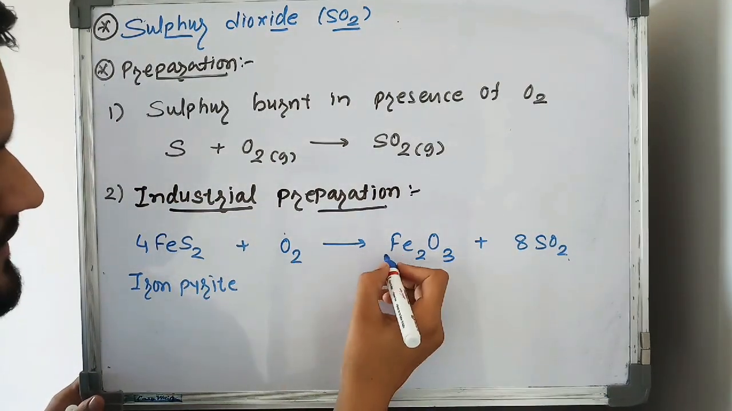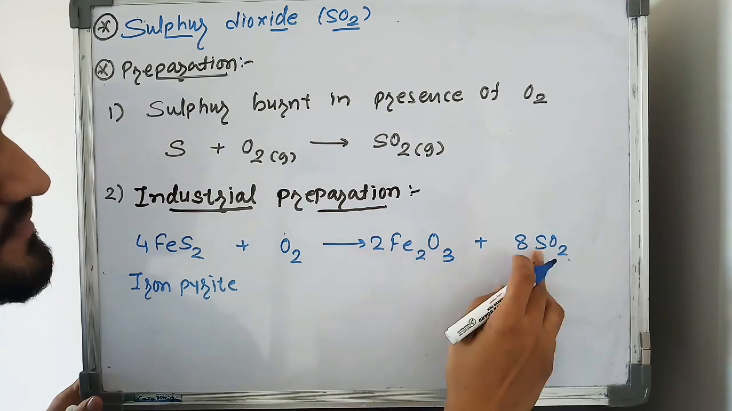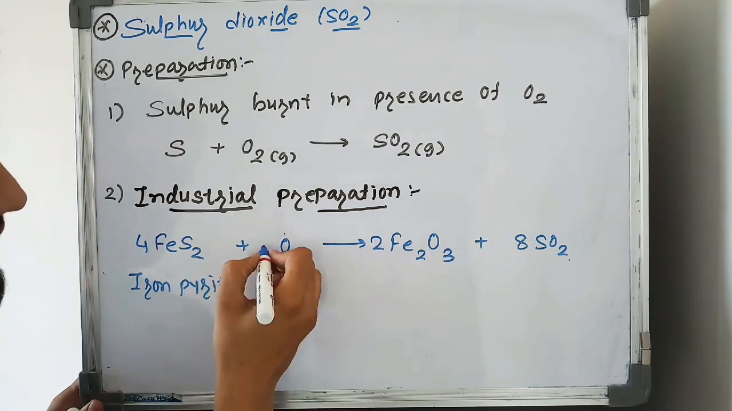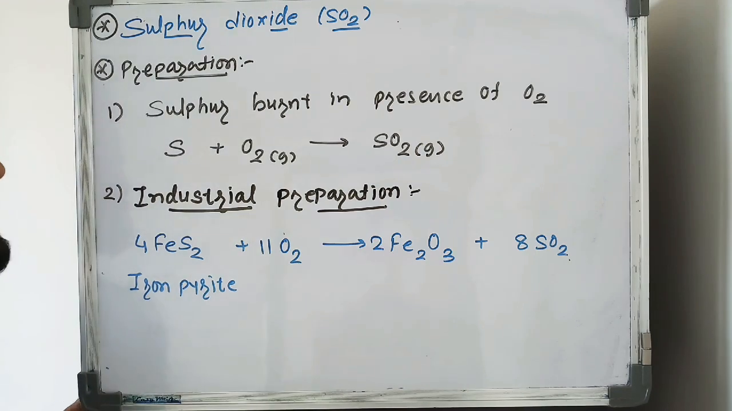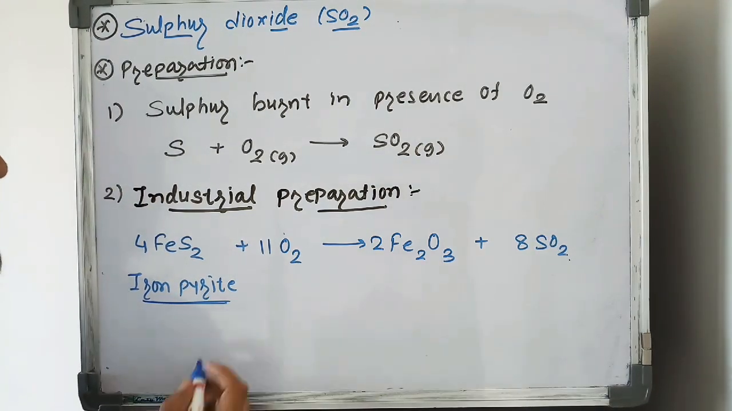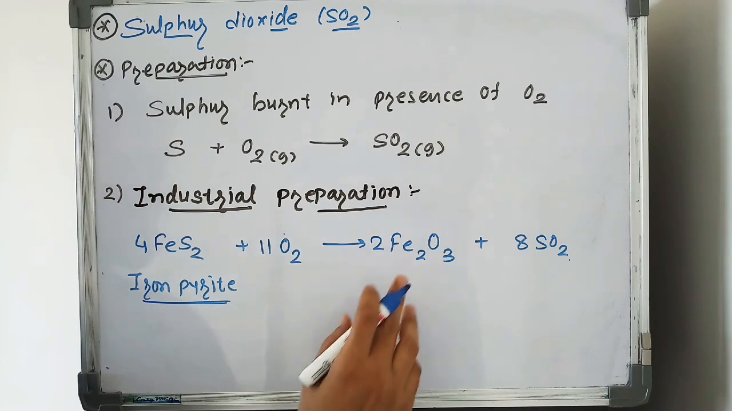In total, 6 plus 16, 22, 11 oxygen molecules are required. So this sulfur dioxide is obtained from iron pyrite.